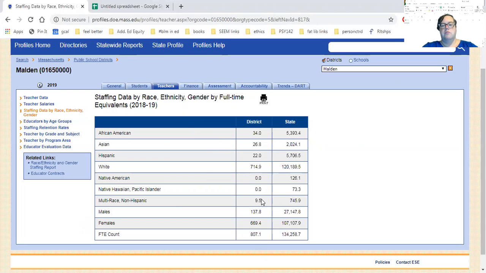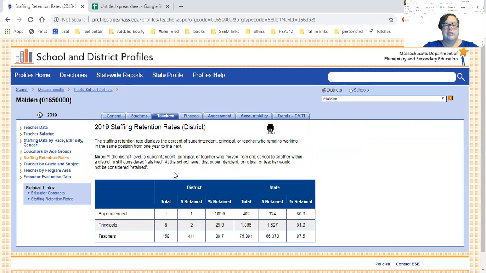We know that multiracial students have those high rates of discipline and low rates of passing, but we notice there's also a really low rate of teachers who are mixed race. And we can also look at staffing retention rates. This, I think, is especially interesting if you're comparing district to district.